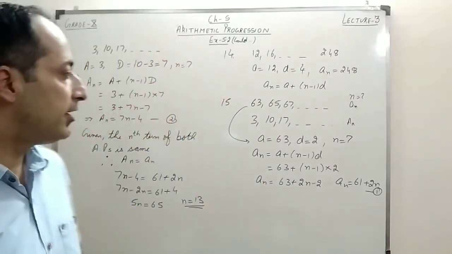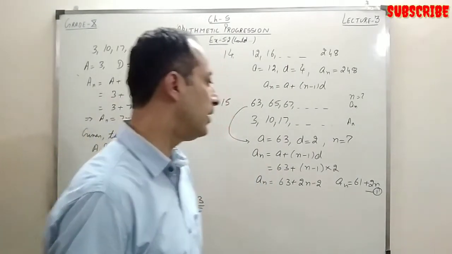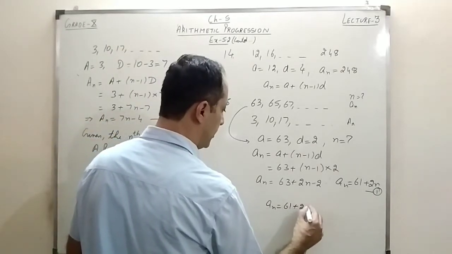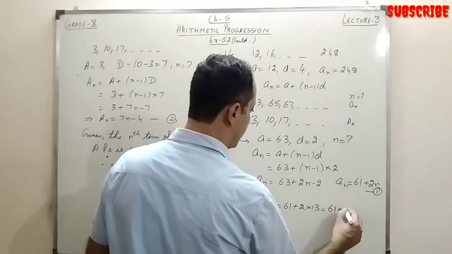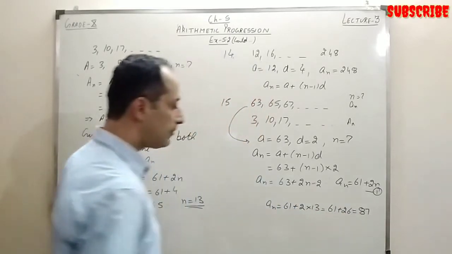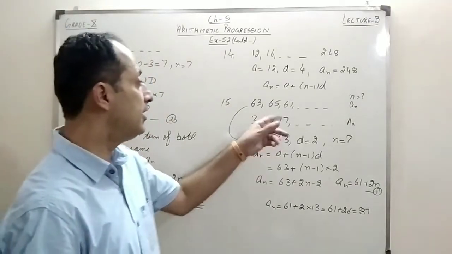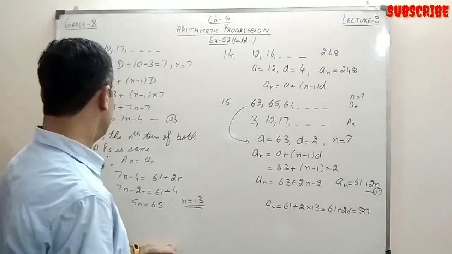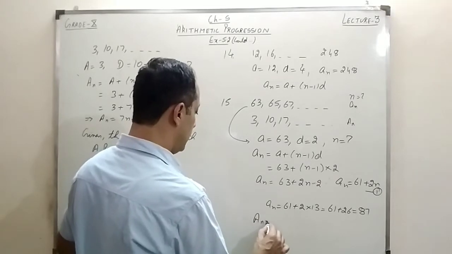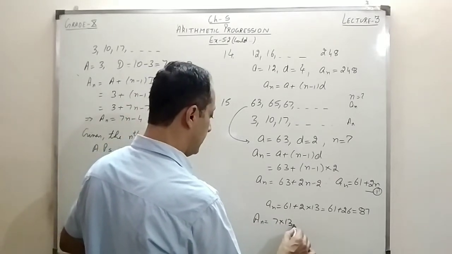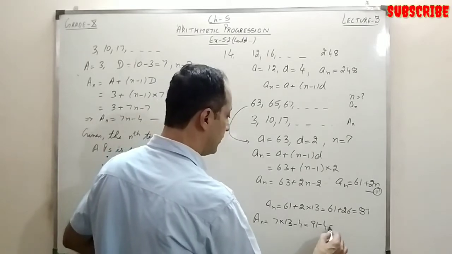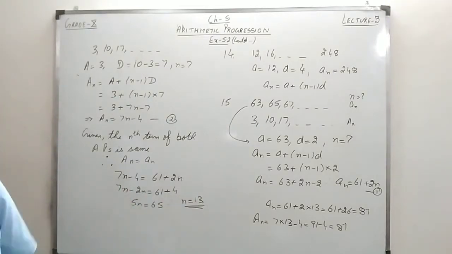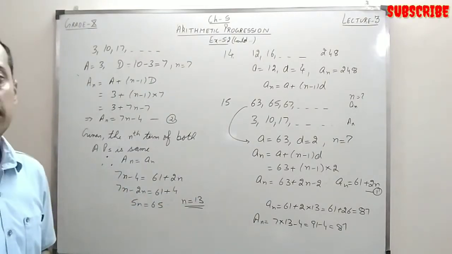How can we verify? I substitute the value of n as 13 in this one. If I put n equal to 13 here, I get AN equal to 61 plus 2 into 13. So that is 61 plus 26, and this is 87. It means the 13th term of the first AP is 87. Let's find for this one also. If I put the value of 13 here, AN equals 7 into 13 minus 4. This is 91 minus 4 and this is 87. So this is the way you can verify your answer, whether what you have done is wrong or right.